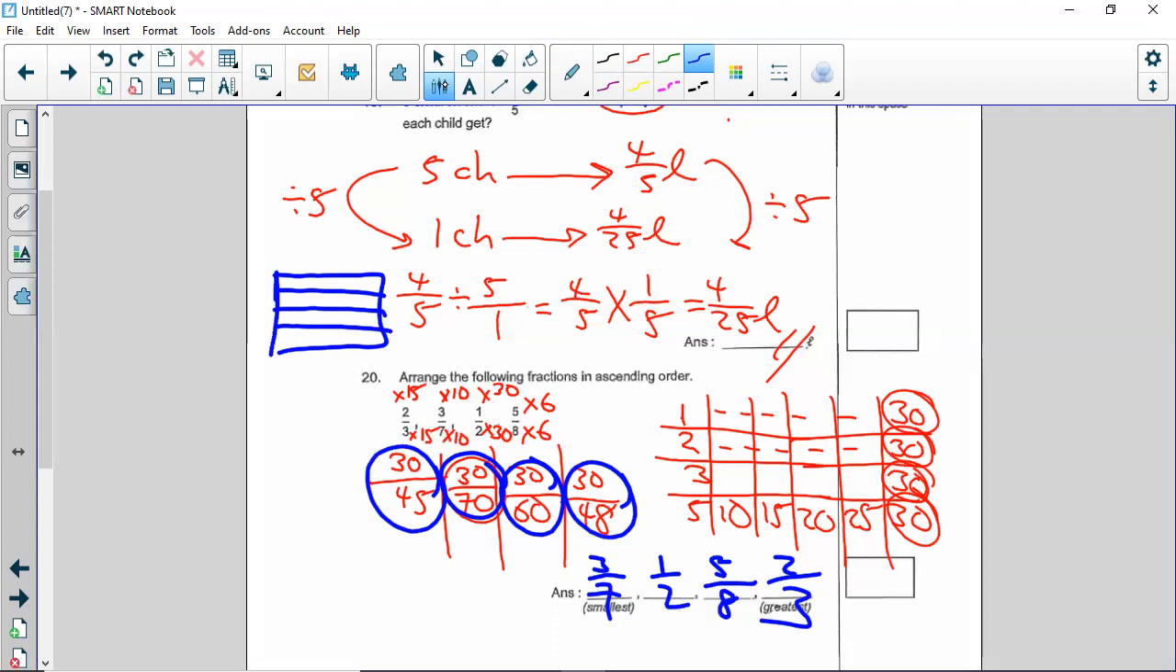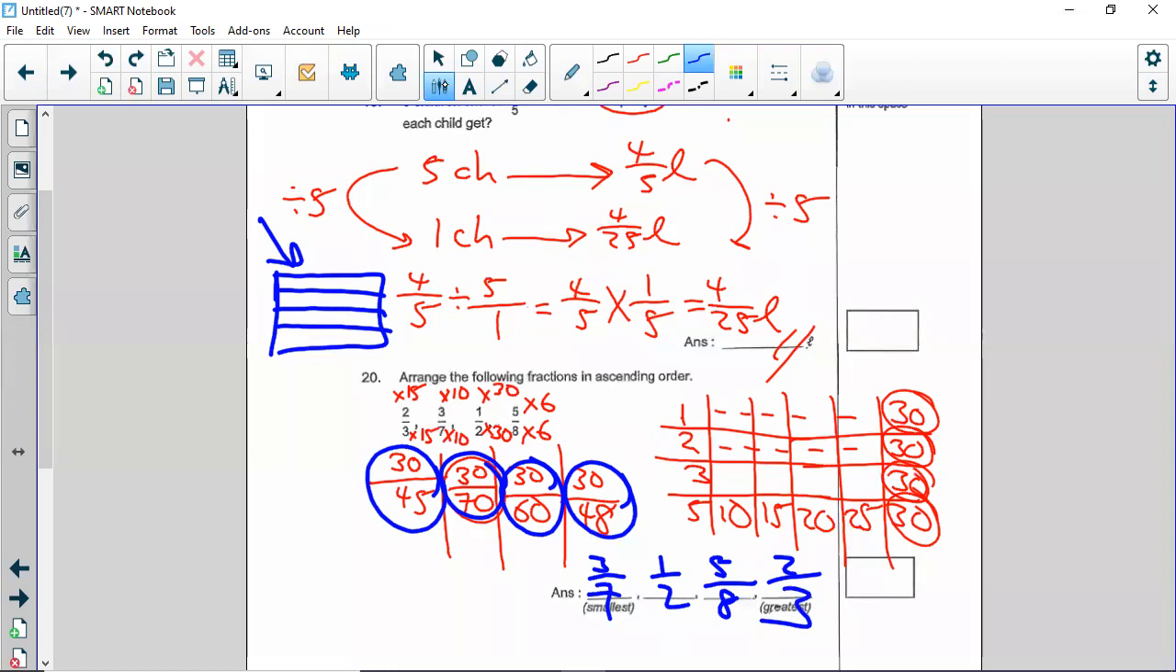Why not make the denominator the same? Because it's quite hard, because the denominators are quite big and there are 4 denominators to change. So it's a bit hard also. So maybe the best method is to draw a model. Then you can compare faster, maybe. So there are a few ways to get the answer, a few ways to compare. All right, so let's go on to question 21.